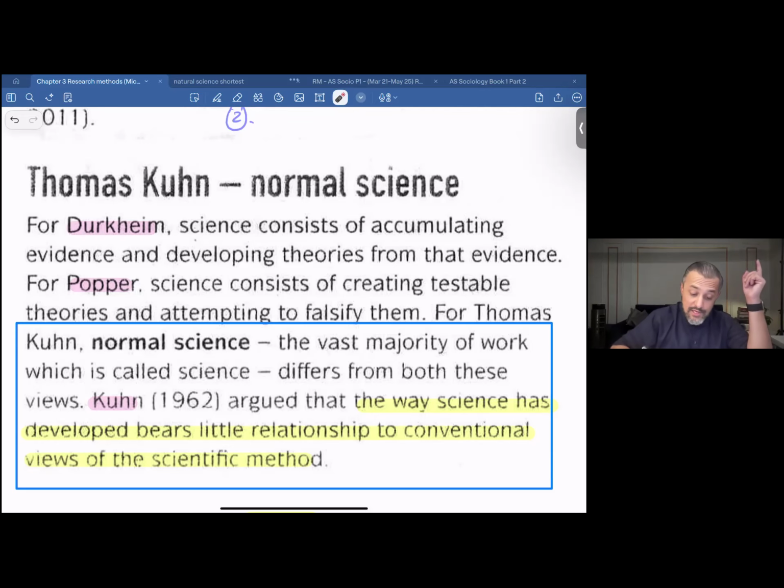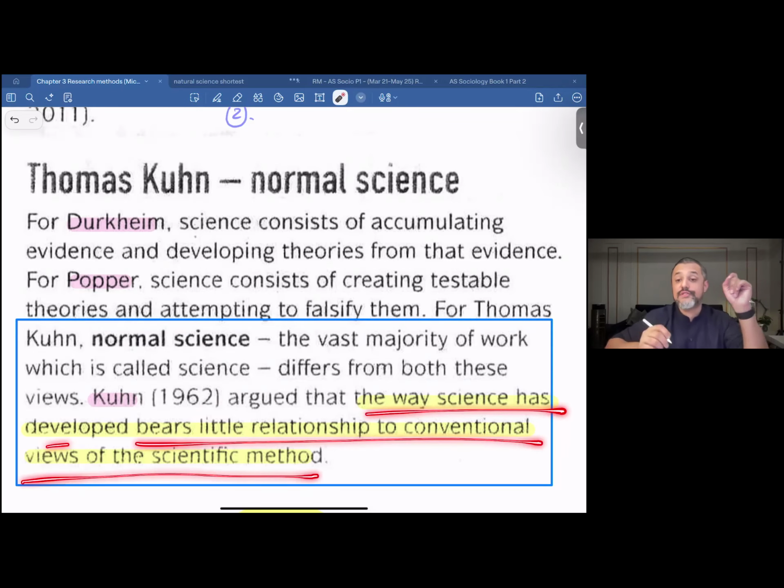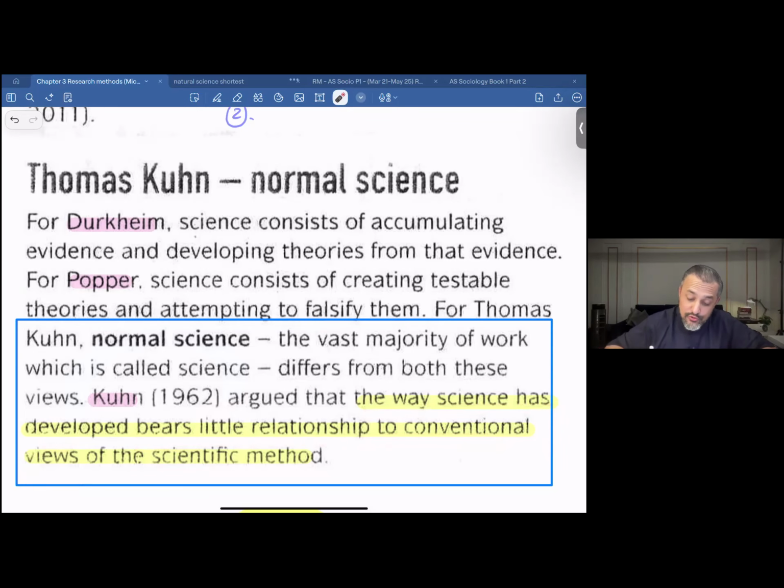So for Durkheim, science consists of accumulating evidence and developing theories from that evidence. Popper claims science consists of creating testable theories and attempting to falsify them. Third, Thomas Kuhn claims that when it comes to normal science, the vast majority of work which is called science differs from both of these views. Kuhn in 1962 argued that the way science has developed bears little relationship to conventional views of the scientific method.